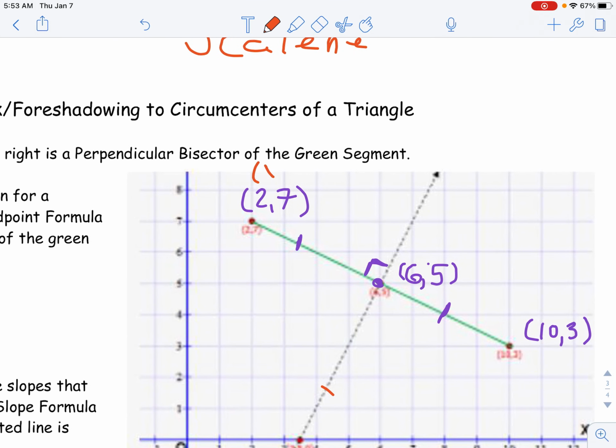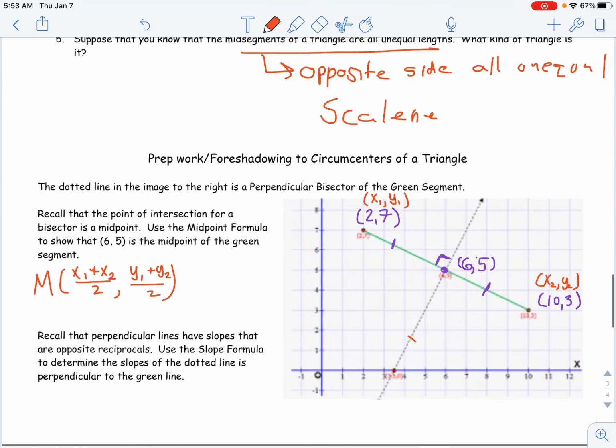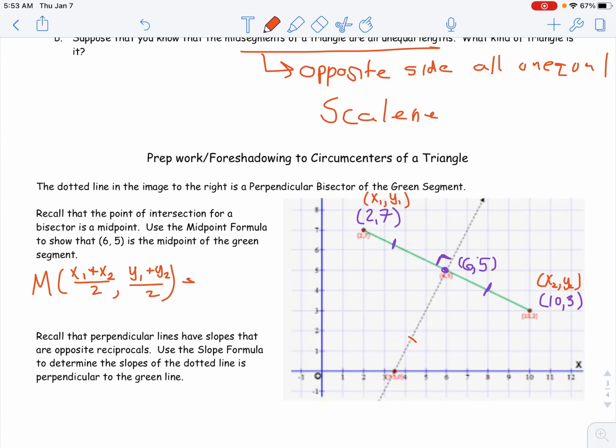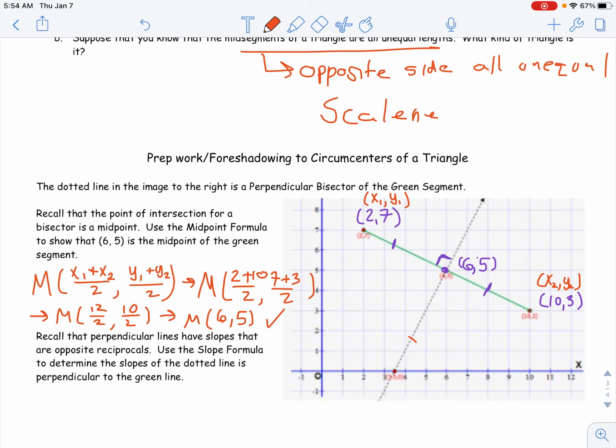So I already labeled them. Again, for fun, I can say, well, this is x1, y1. Again, it doesn't matter which one's which. It just matters that you stay consistent. Whatever x1 is, y1 has to be in the same thing, and so on and so forth. All right, so we get (2 plus 10) over 2, and (7 plus 3) over 2. And remember, this is an ordered pair, and in fact, (6, 5) checks out good.